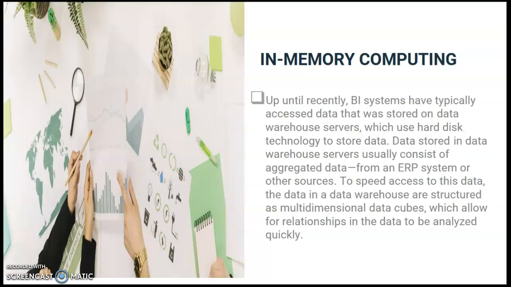Next, in-memory computing. Until recently, BI systems have typically accessed data that was stored on data warehouse servers, which use hard disk technology to store data. Data stored in data warehouse servers usually consist of aggregated data from an ERP system or other source. To speed access to this data, the data in the data warehouse are structured as multidimensional data cubes, which allow for relationships in the data to be analyzed quickly.